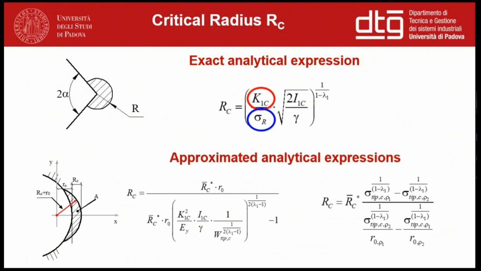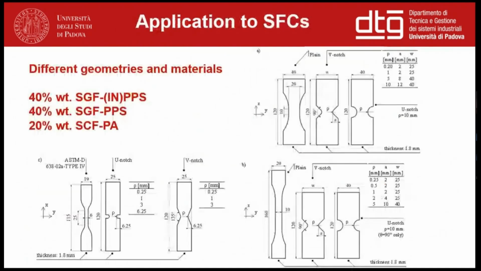We have also derived some approximate analytical expressions in order to assess the critical radius, starting not from the pointed V-notch case, but starting from experimental data related, for example, to rounded notches with different notch root radii. This could be particularly useful for practical application.